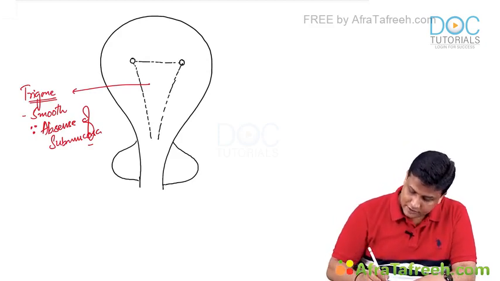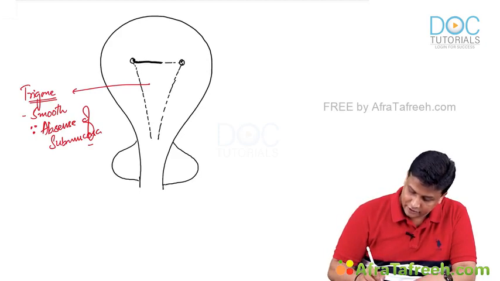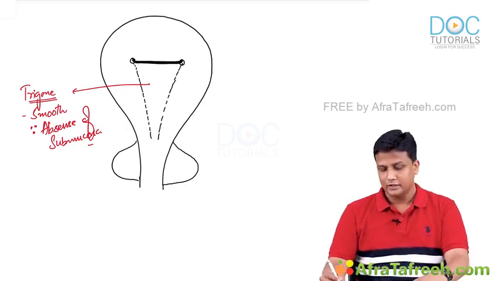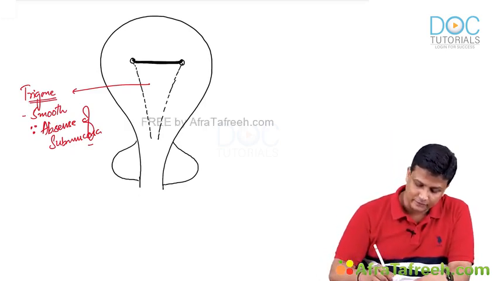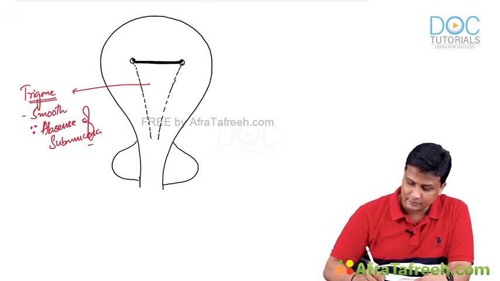And those muscles which are further moving ahead are going to form a muscular ridge here, an elevation. That muscular ridge between the two ureters is referred to as the interureteric ridge.